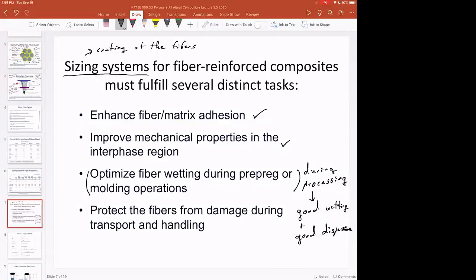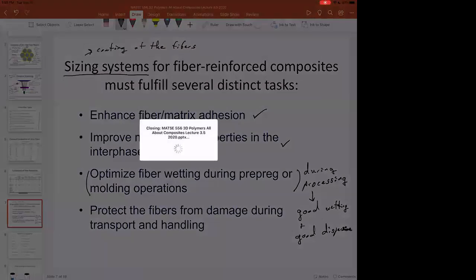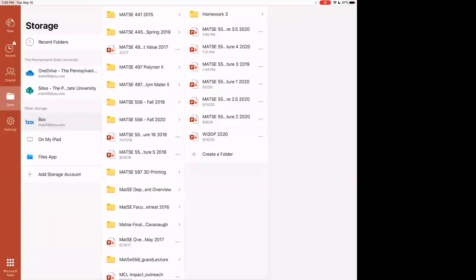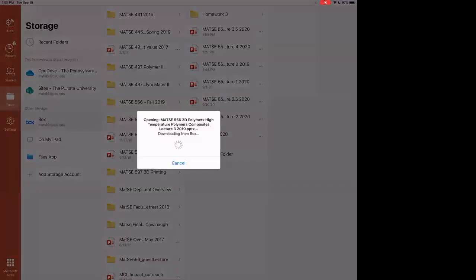So let's look back at the twin screw extruder, so we're all on the same page with how these composites are made. This is back in lecture 3. Let's see if it comes up quickly here.